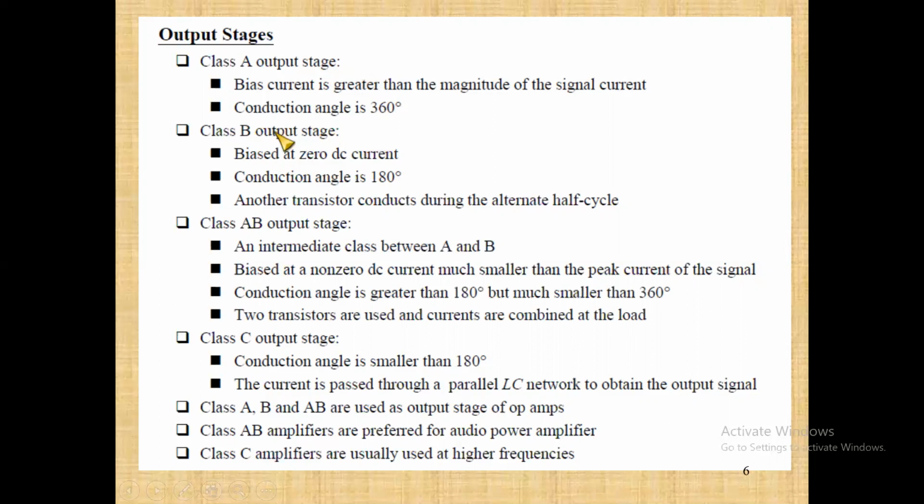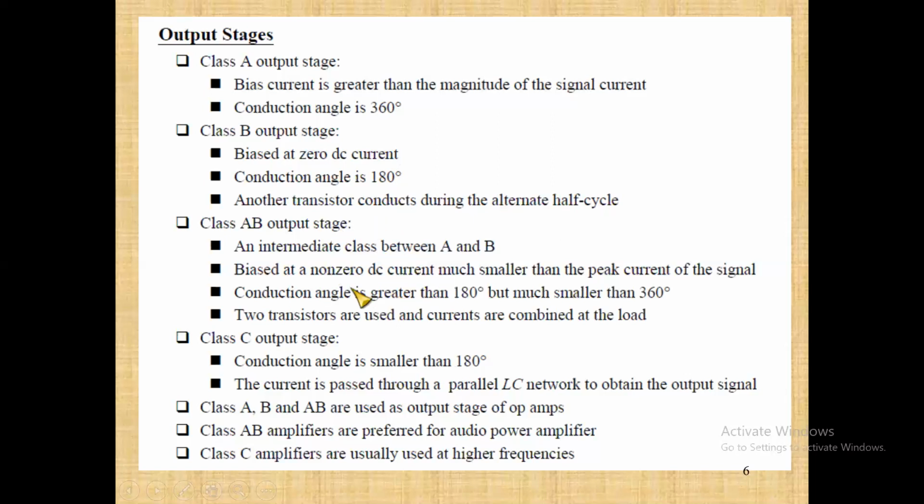Then we come to the class B output stage. This is biased at 0 DC current. The output stage device is biased at 0 DC, and the conduction angle is only 180 degrees. So that means for the other half of the cycle, the other transistor will conduct. So we will be using two transistors over here, and in these two transistors, half cycle is conducted by one transistor, the rest half cycle by the other transistor.